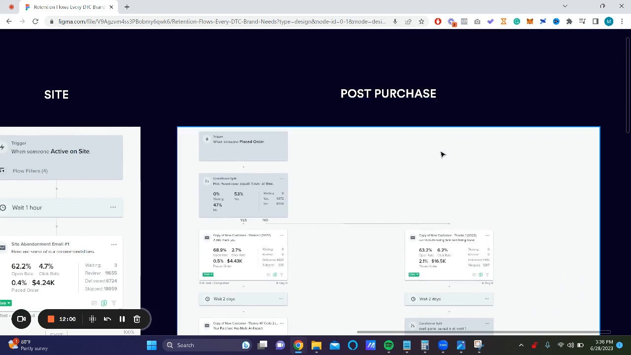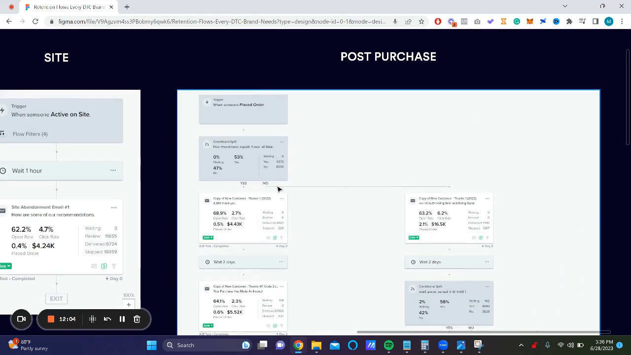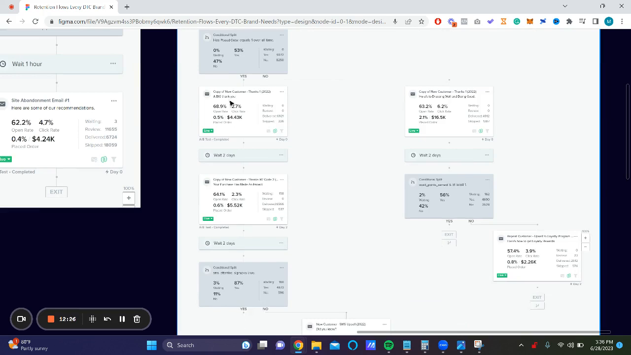Finally, we have the post-purchase sequence, and this is going to be the most complex. And this isn't even the final form of this. This is only showing the 1x purchasers and 2x purchasers, and then we have a separate flow for 3x and 4x plus a VIP flow. That's more advanced stuff. This is just a core post-purchase flow that every brand should have. So here's how it works.